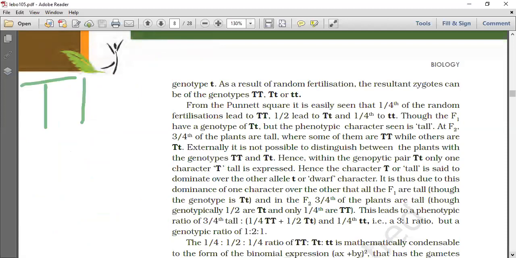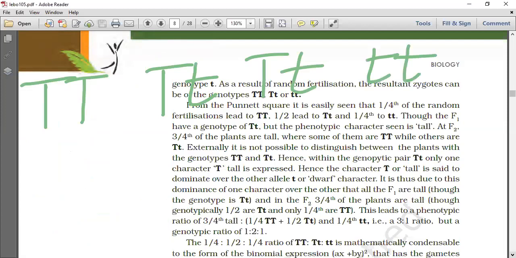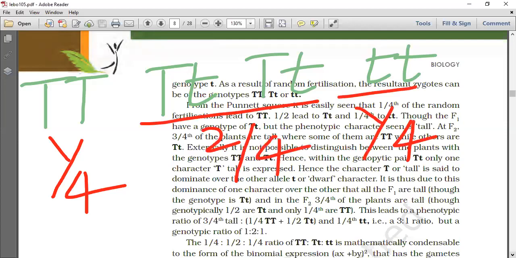In genotypical expression, we have to say that the F2 offsprings appeared from the box I am drawing outside: 1/4 homozygous tall, 2/4 heterozygous tall, and 1/4 homozygous dwarf. So here the text will confuse you. They give 1/2 capital T small t. That means 2/4, which is 1/2, 50%, heterozygous tall, and these are 25%.